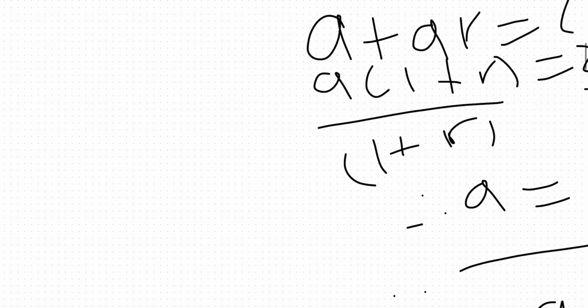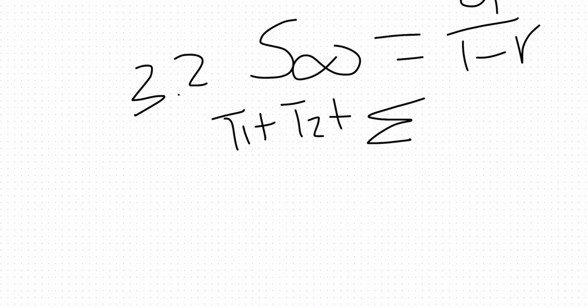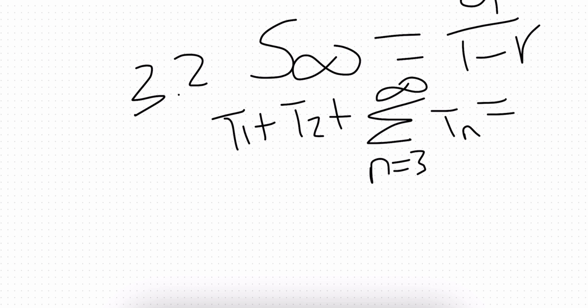Hence, we are saying here, term 1 plus term 2, then plus the expression that they gave you, which is this n equals to 3, Tn all the way to infinity, will then be equal to a over 1 minus r, right? What do you know here?